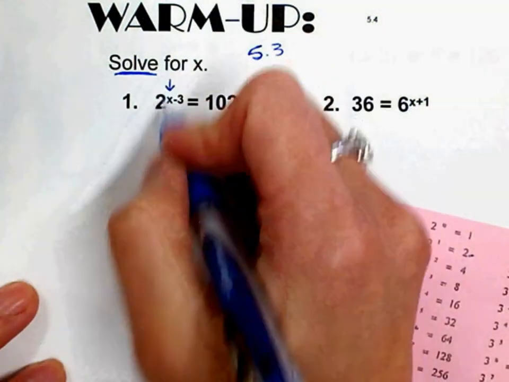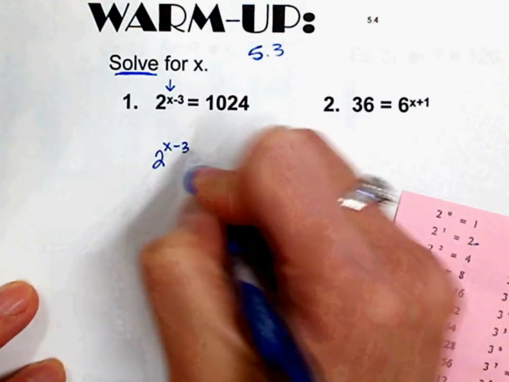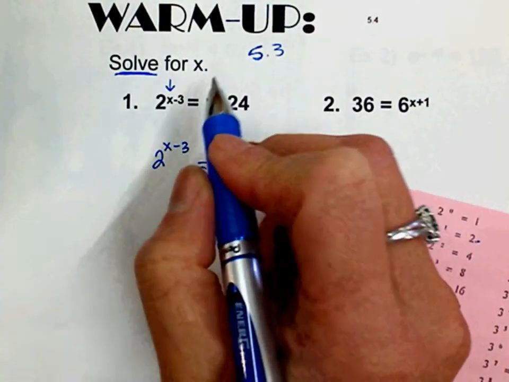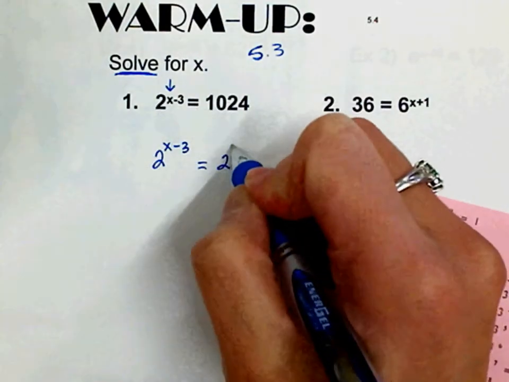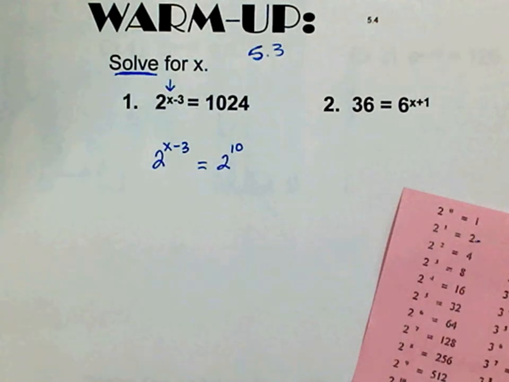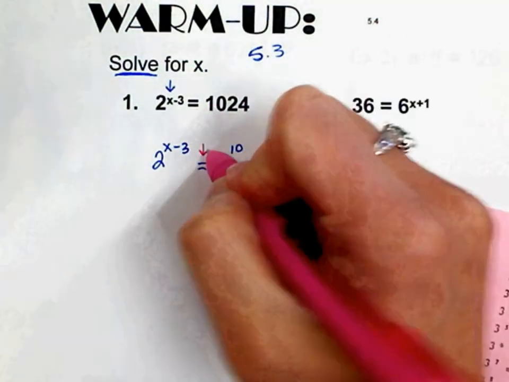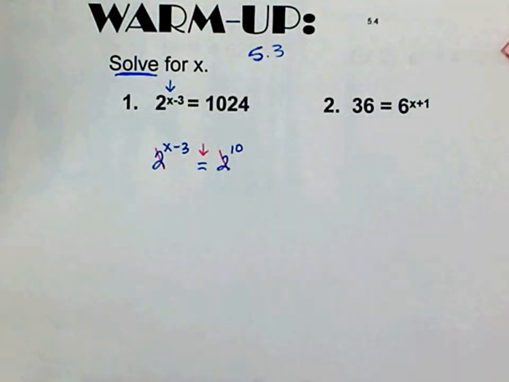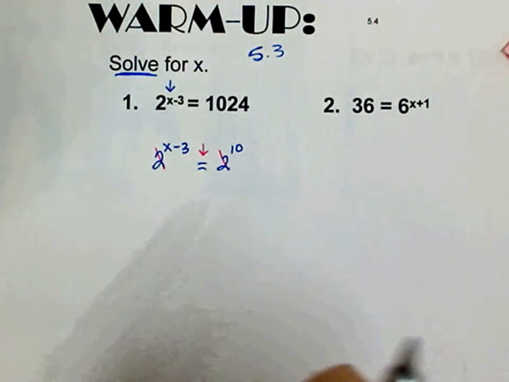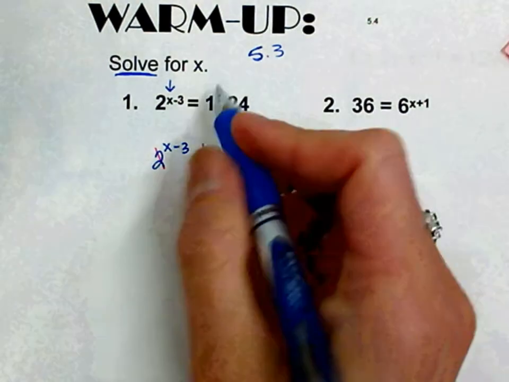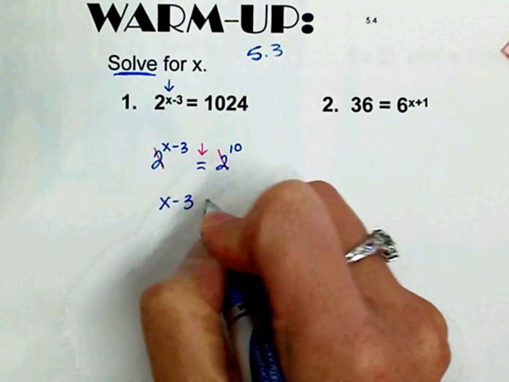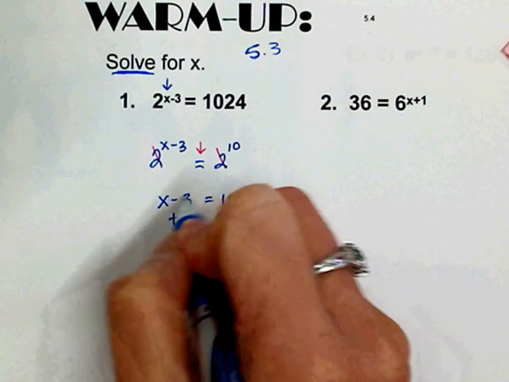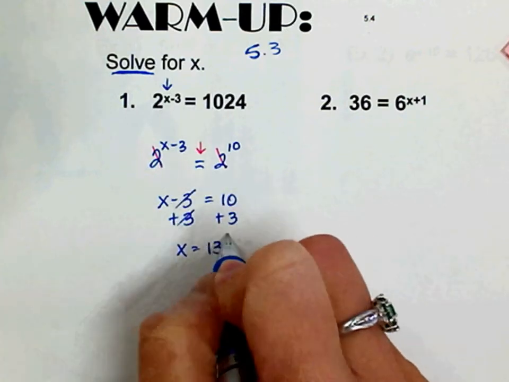So I'm going to rewrite 2 to the x minus 3 equal, I'm just rewriting. Instead of 1024, I'm going to change that to 2 to the 10th power. And why do I want to do that? You can only do that if you have an equal sign, so I have the same base. And when you have the same base, you can now cancel out the base, and you'll have your exponent. So bring down your exponent. X minus 3 equals 10. Okay? Solve for x, add 3 to both sides. X is equal to 13.